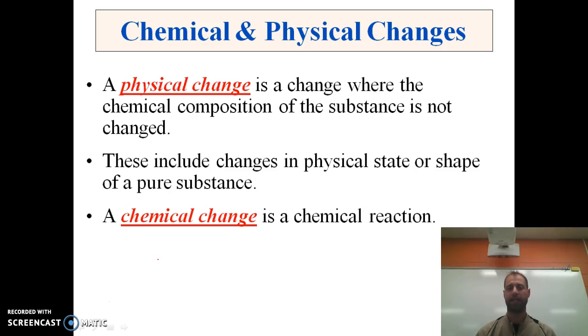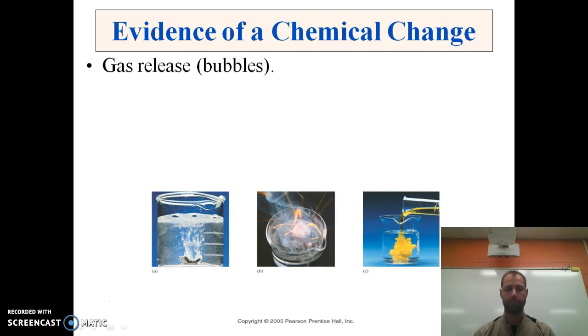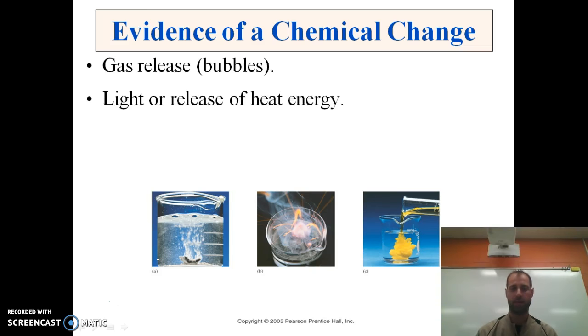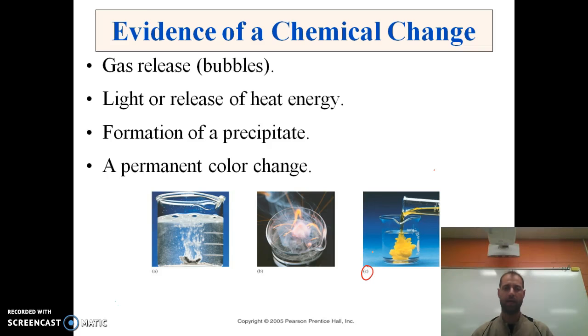A chemical change, on the other hand, is going to involve a chemical reaction. So something along the lines of where we have two substances coming together to form a new chemical. Evidence of a chemical change can be the production of gas. So you're going to start to see bubbles. The release of some sort of energy, either light or heat. The formation of a precipitate, like you see here in picture C. Or a permanent color change.